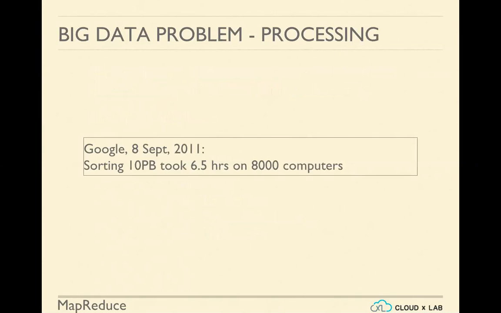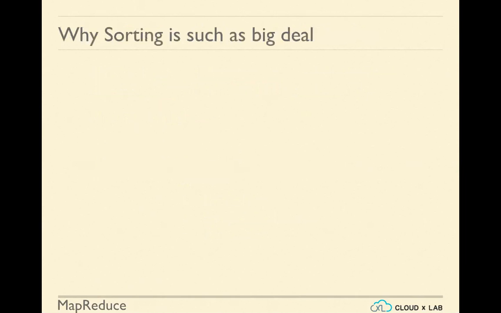Now, Google was able to do 10 petabyte data sorting using 8,000 computers. Now, why is sorting such a big deal? We have talked about sorting so much. Why is sorting such a big deal?